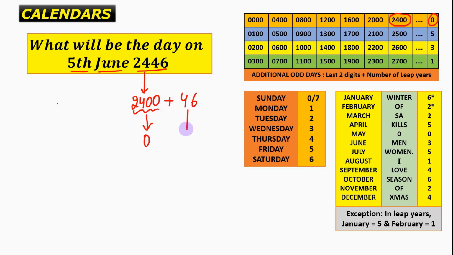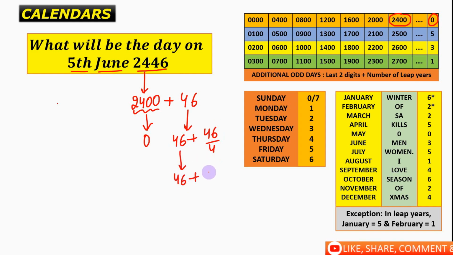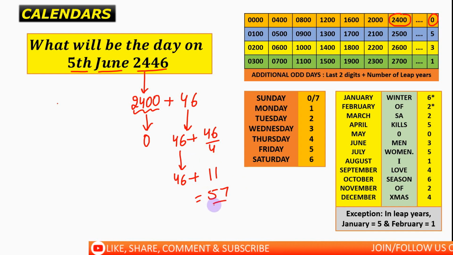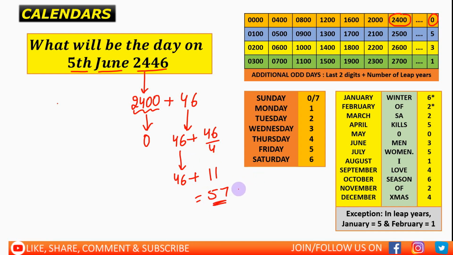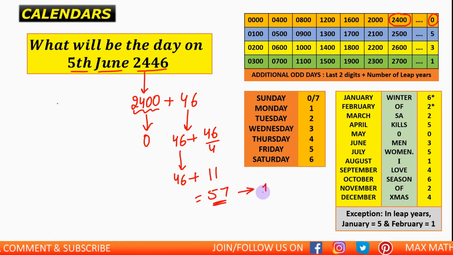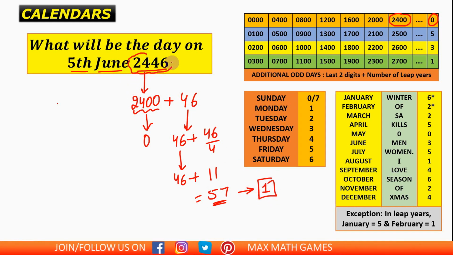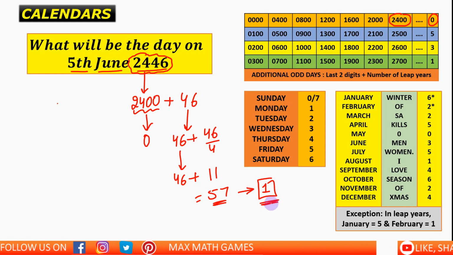For 46, we will calculate 46 plus the number of leap years in the 46 years, that is 46 divided by 4. So this will contain 46 and this will contain 11. So 46 plus 11 is equal to 57, and when 57 is divided by 7, it leaves a remainder of 1, and hence the years 2446 will contain 1 odd day.